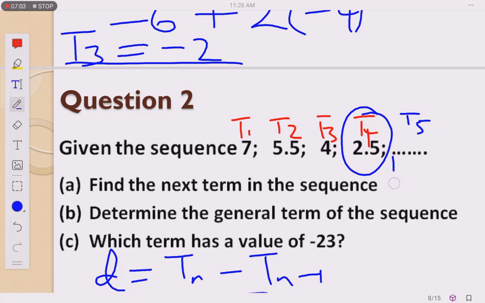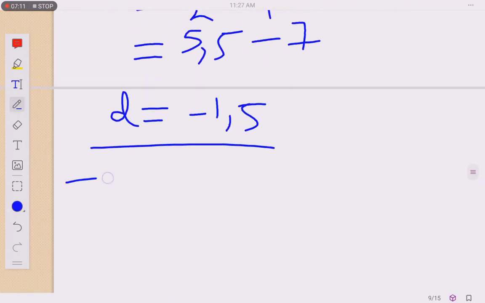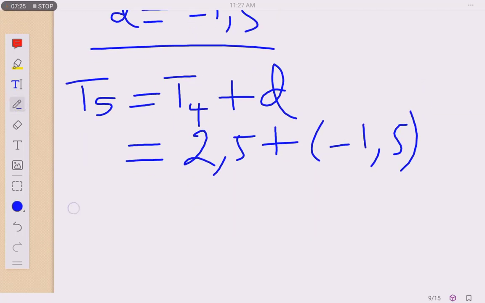Now, with this information, if I want to find T5, I can simply add the common difference D to term number 4. That's what we are doing basically. So T5 is equal to T4 plus D, which is 2,5 plus minus 1,5. If you add this, you get your T5 as 1. So that's term number 5.